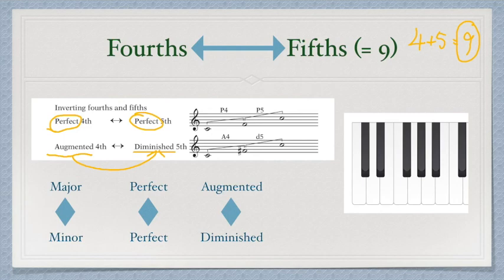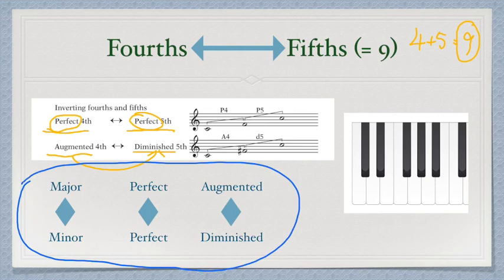So a perfect fourth inverts to a perfect fifth, and an augmented fourth inverts to a diminished fifth. And they can also be combined to make up an octave, just like we learned in the last lesson. So this pattern shows all the commonly used qualities of intervals and their inversions. Major inverts to minor, perfect inverts to perfect, augmented inverts to diminished.